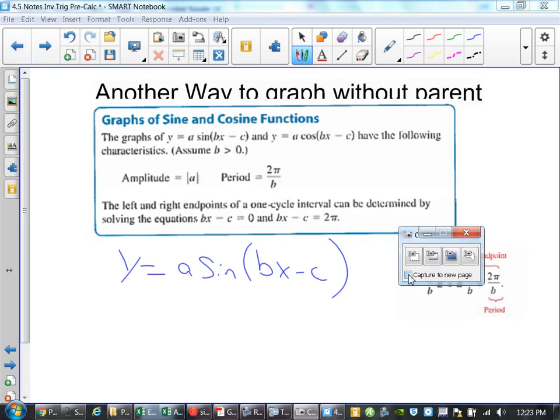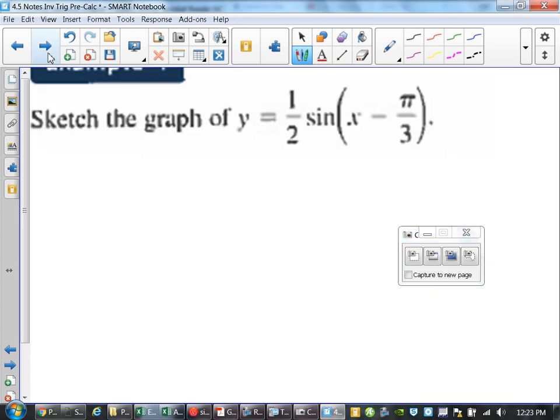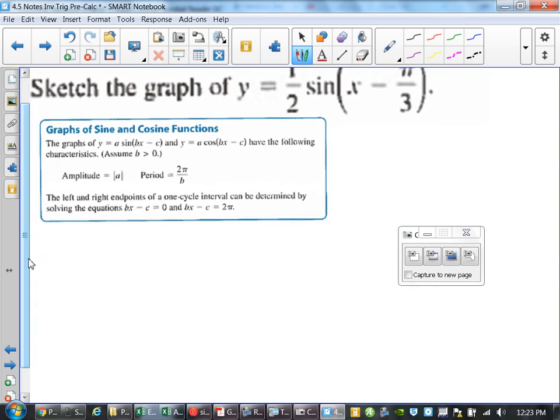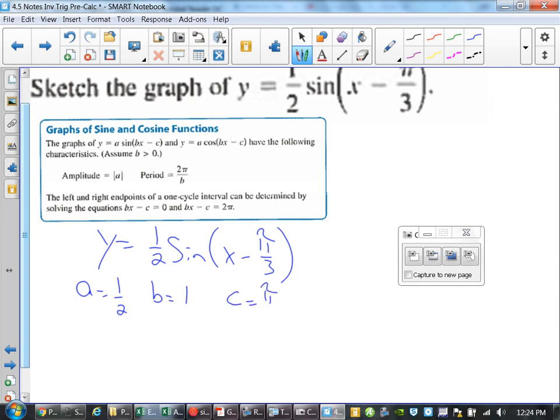So we have y equals 1/2 sine (x minus pi over 3). Obviously, our a value is 1/2, so our amplitude is going to go up to 1/2 and down to -1/2. That doesn't change. Our b value is 1, it's the coefficient of x. The c value is pi over 3.